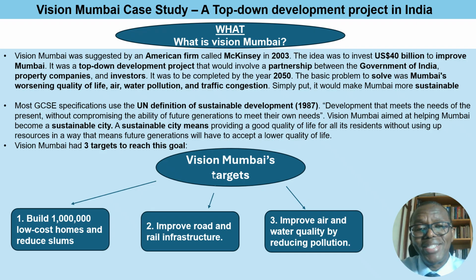Vision Mumbai was suggested by an American firm called McKinsey in 2003. The idea was to invest 40 billion US dollars to improve Mumbai. This is a top-down development project that would involve a partnership between the government of India, property companies, and investors. Now, we know that a top-down development project is a large-scale project which involves large entities that can afford the project, because if it's large scale, then it means it's a very expensive project.